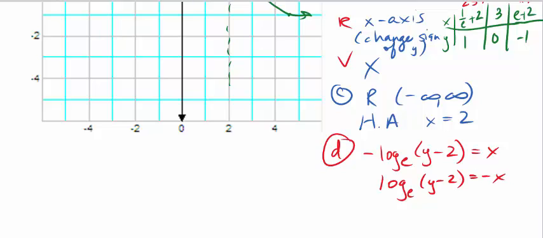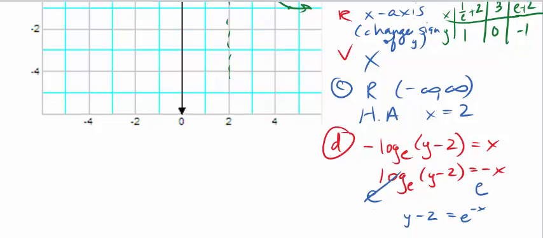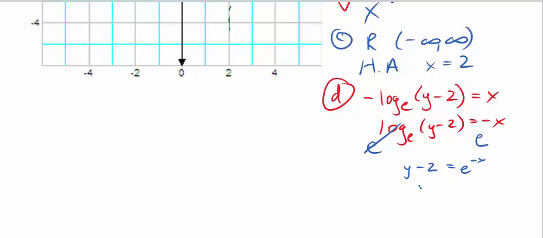Now to get rid of the log base e, I'm going to make both sides the exponents of e. So this will cancel, and I'll have y minus 2 equals e to the -x. And we're almost done. Y equals e to the -x plus 2. And that's our inverse. We did it.